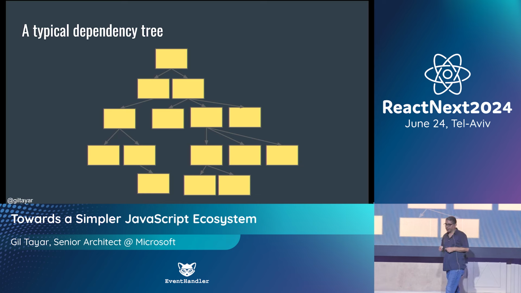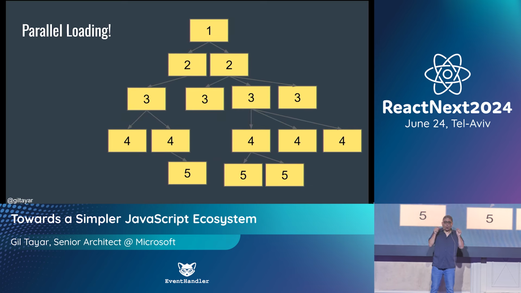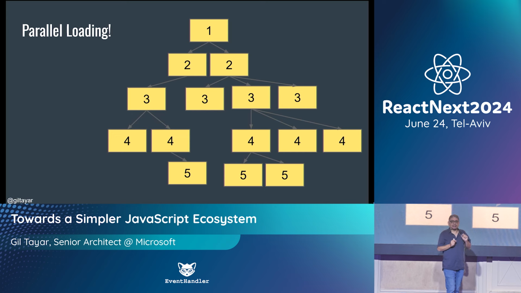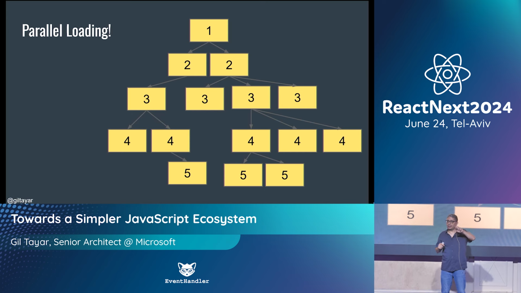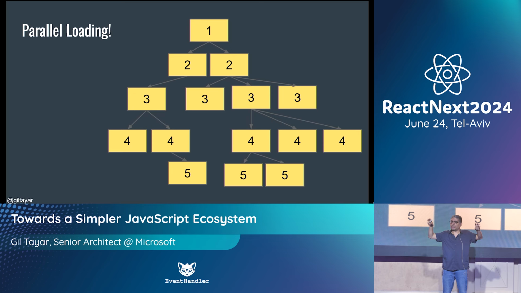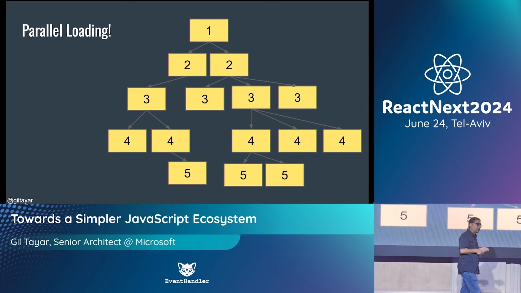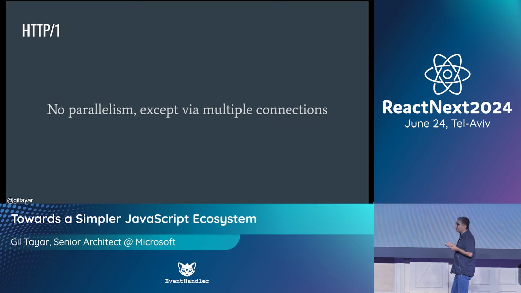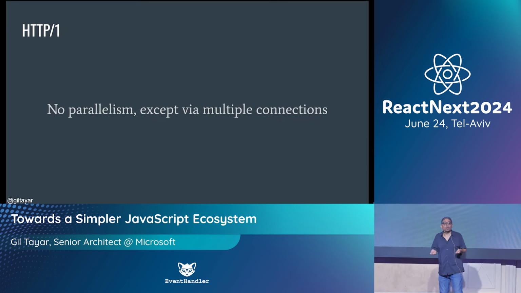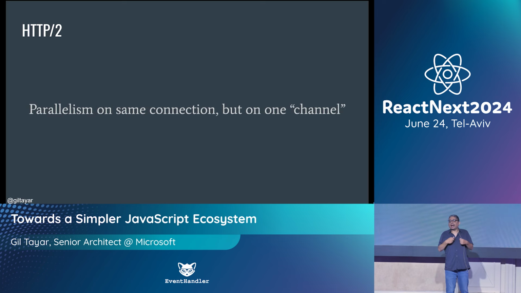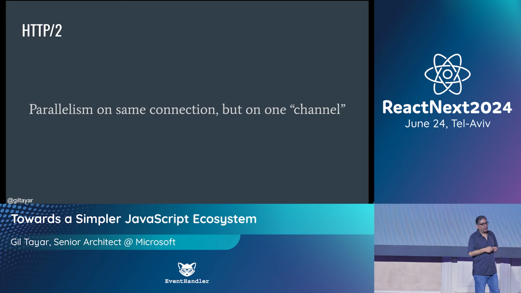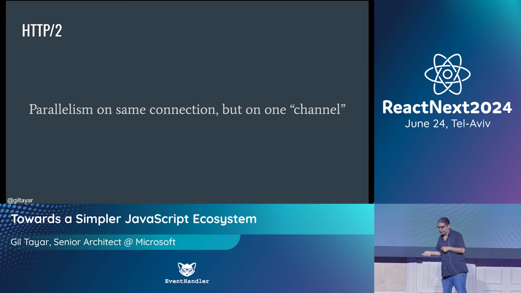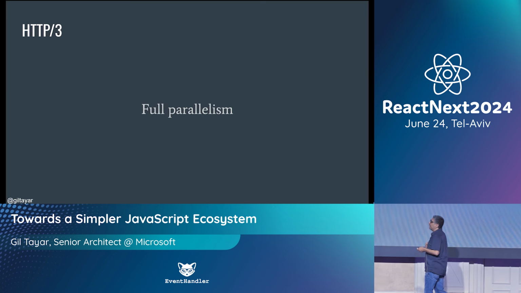This is a typical dependency tree. So what ESM does is it loads everything in parallel. It loads file 1, and then file 1 has 2 imports, so it loads 2 and 2 in parallel. And then after it loads 2 and 2, it can load 3, 3, 3, 3 in parallel, etc., etc., etc. So there's a lot of parallel loading going on here. It's not really serial. HTTP 1, even if it was in parallel, doesn't work because there is no parallelism in HTTP 1. HTTP 2 has much better parallelism than HTTP 1, but it's not yet good enough. HTTP 3's parallelism is really, really good.